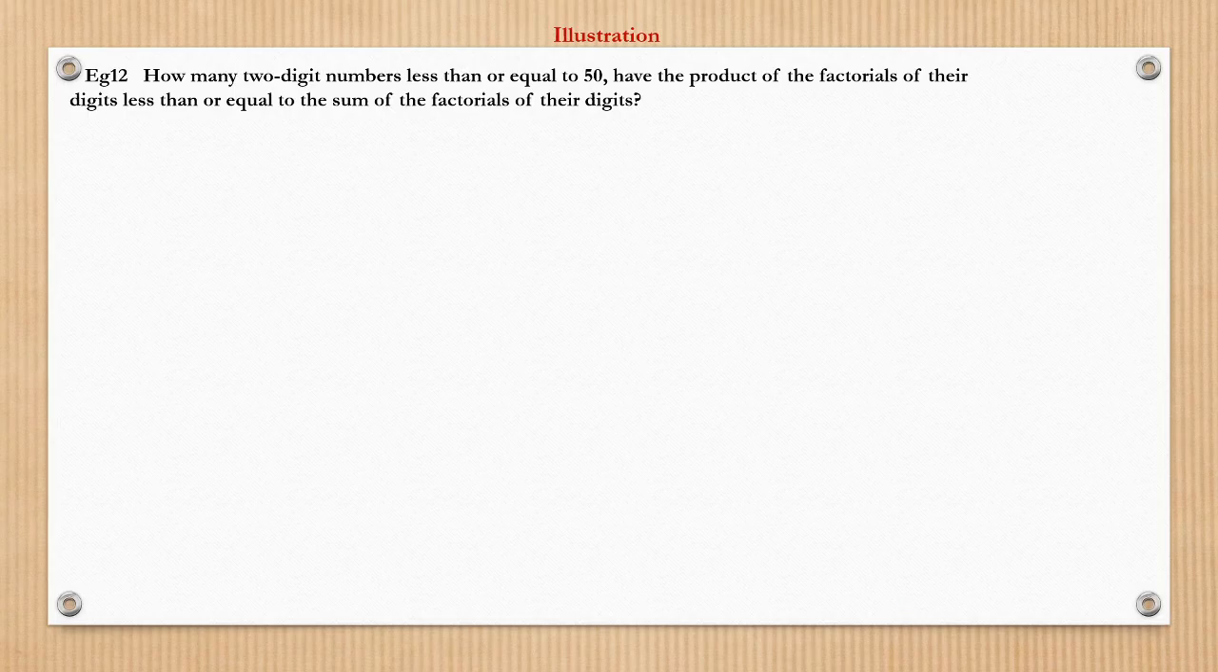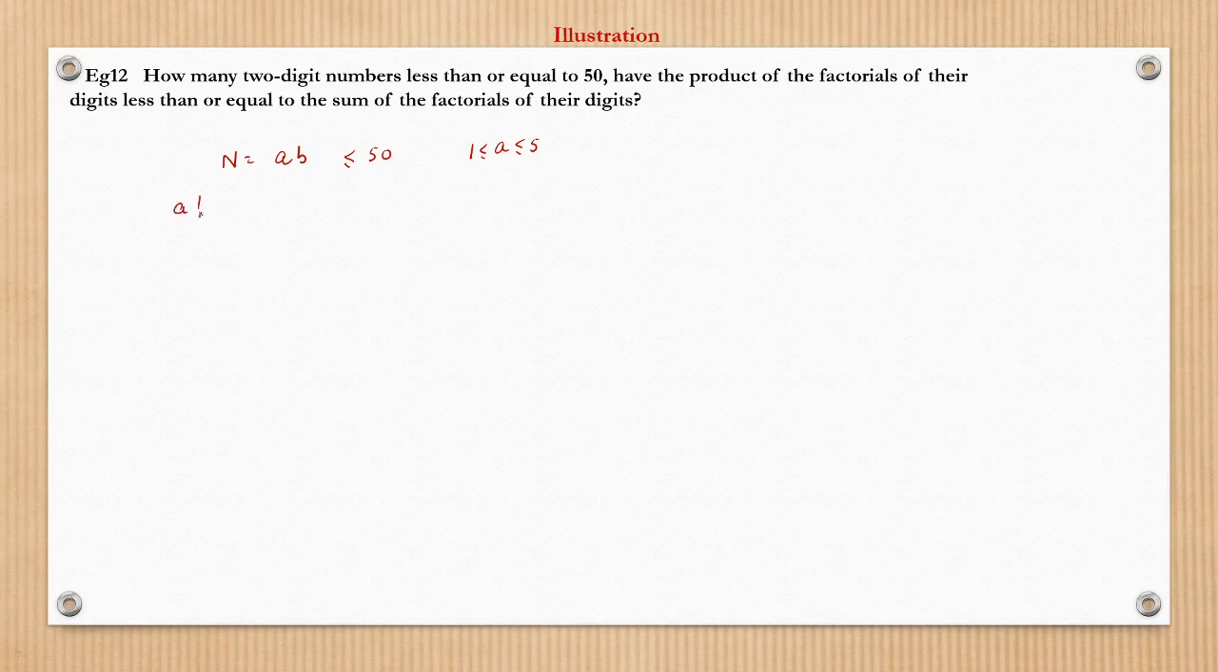Last few questions we'll see again. How many two digit numbers less than or equal to 50 have the product of the factorials of their digits less than or equal to the sum of the factorials of their digits? Acha. So here, say n is equal to ab, which is less than or equal to 50. So a will be between 1 to 5, right? This much we can say from here.